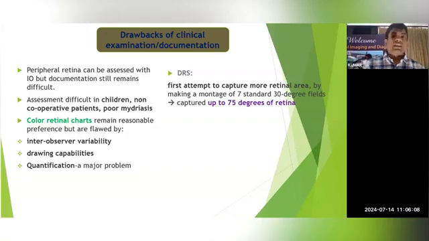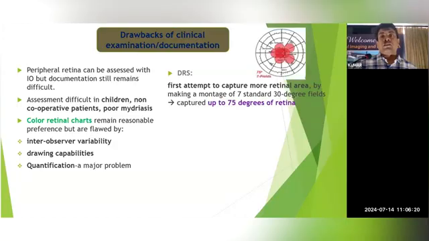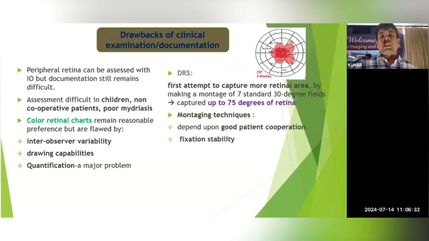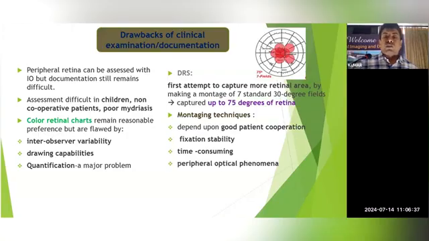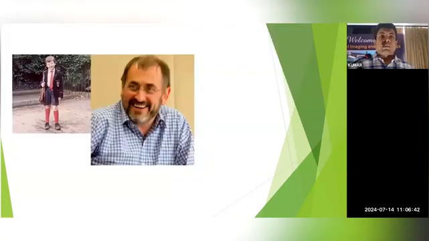The Diabetic Retinopathy Study was the first study which made an attempt to capture more of the peripheral retina as compared to the central 30 to 50 degrees. It captured up to 75 degrees of the retina. So this is the standard 7 field photography of the DRS study. However, this was a montaging technique. What are the problems with montaging techniques? It depends on good patient cooperation, fixation stability, and is often time consuming. Also, peripheral optical phenomena and artifact effects are there, which sometimes make montaging difficult.